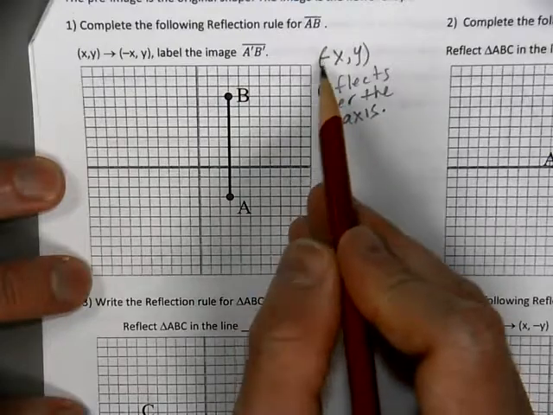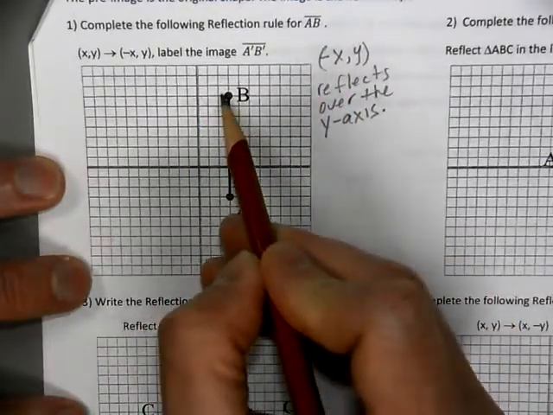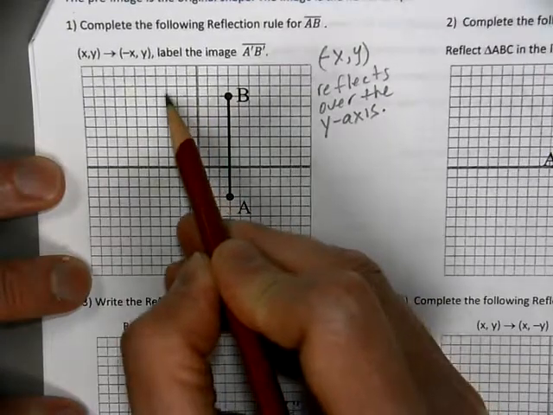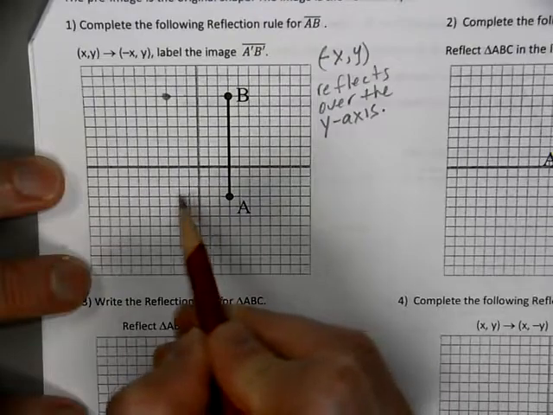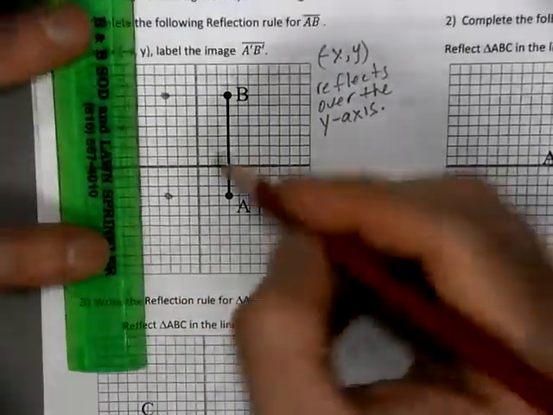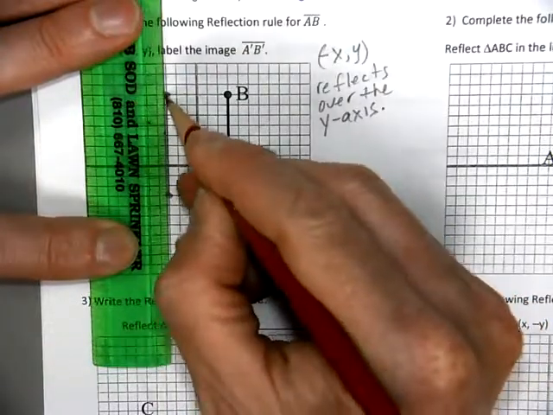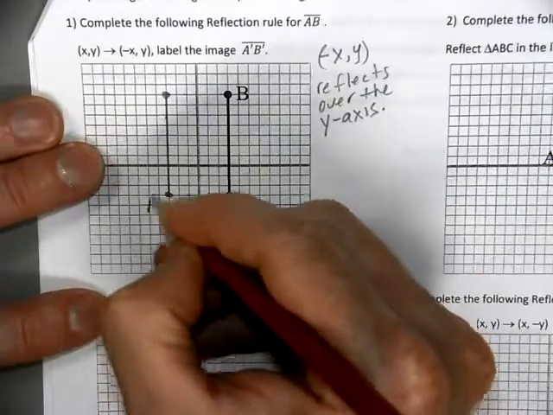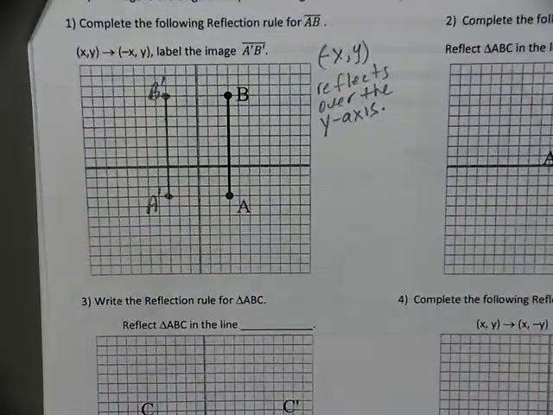Notice that a negative on the first part is going to change where it's located. So instead of 3 to the right, it's going to go 3 to the left. Instead of positive 3, it's going to go to negative 3. Now we have A prime and B prime.